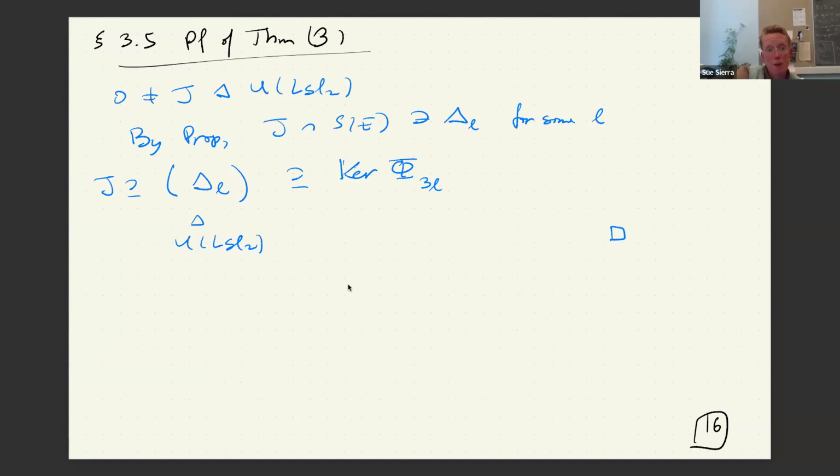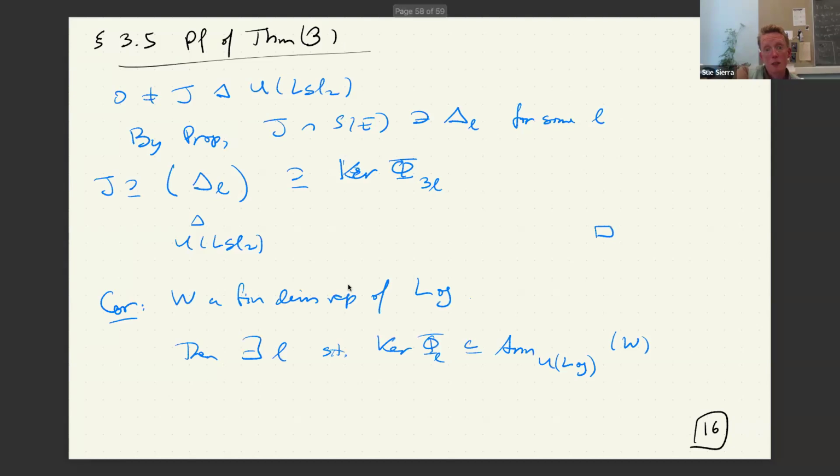So I'm almost done, but there's one more thing I wanted to point out, which is the following corollary. Take a finite dimensional representation of a loop algebra. Well, it has a non-zero annihilator, which is a two-sided ideal of the enveloping algebra of a loop algebra. Therefore, by the theorem, it contains some kernel of phi L. In other words, there exists L such that the kernel of phi L is contained in the annihilator of our representation W.